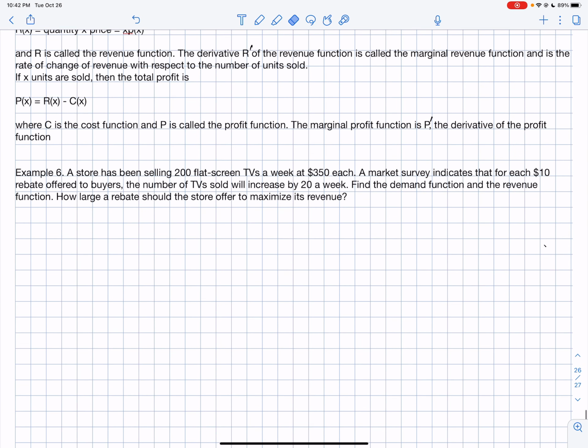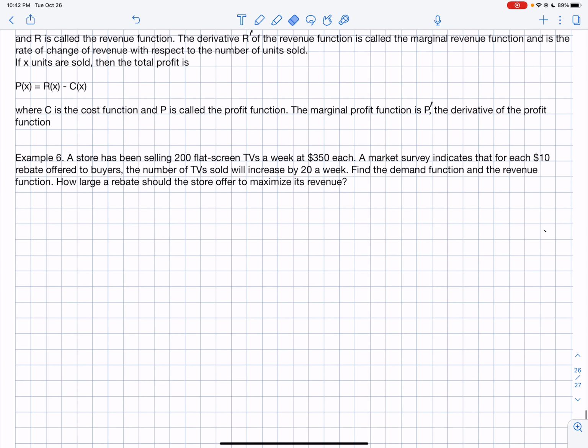Example number 6. A store has been selling 200 flat screen TVs a week at $350 each. A market survey indicates that for each $10 rebate offered to buyers, the number of TVs sold will increase by 20 a week. Find the demand function and the revenue function. How large a rebate should the store offer to maximize its revenue?